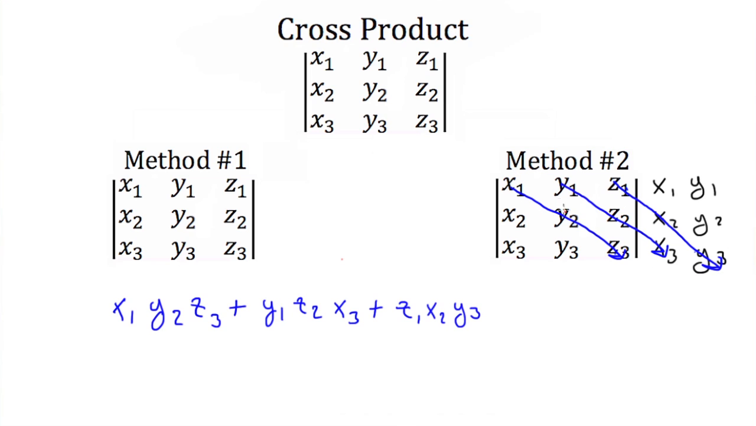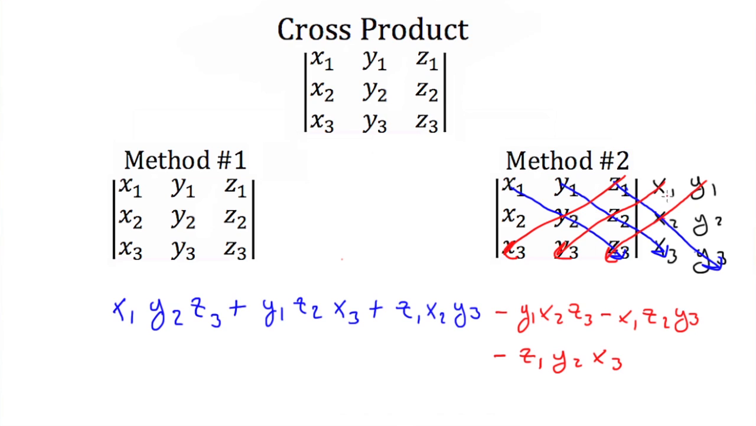Now that we've hit the end of our columns and rows, we go back the other direction. Draw a diagonal going down and to the left. So we'll multiply y1, x2, and z3. But since we're going backwards this time, we're going to subtract this product. And then we're going to subtract the product of the next diagonal, which would be x1, z2, y3. And then one more. We're going to subtract z1, y2, and x3.